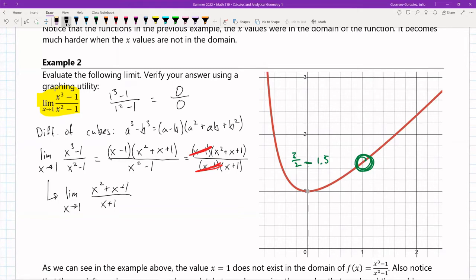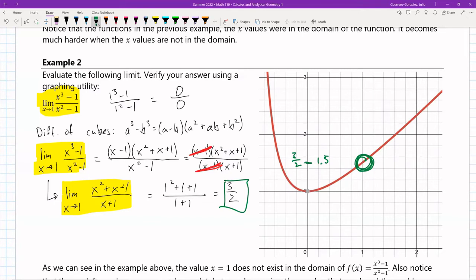Now, this limit is equivalent to finding whatever this limit is. But now, the problem that we had before is no longer there. For this newly updated expression, I can go ahead and plug in 1, no problem. And that's exactly what I'm going to do. So now this is going to be 1 squared plus 1 over 1 plus 1. 3 halves. Just how we had seen it in the graph to the right.